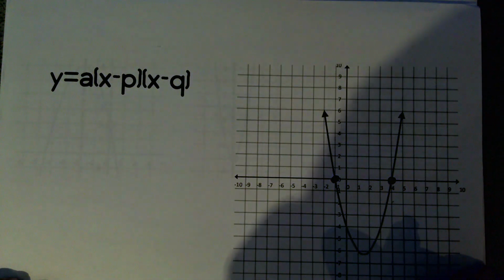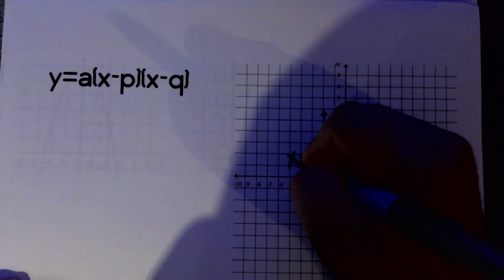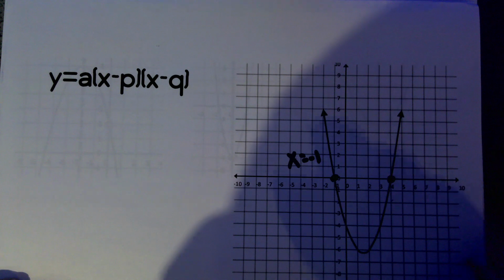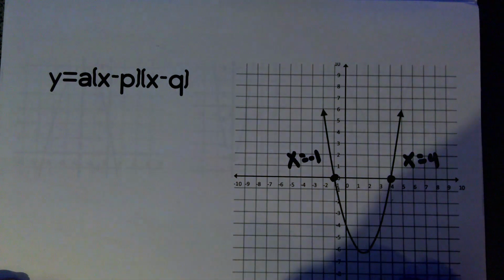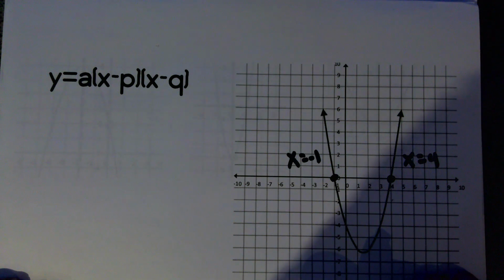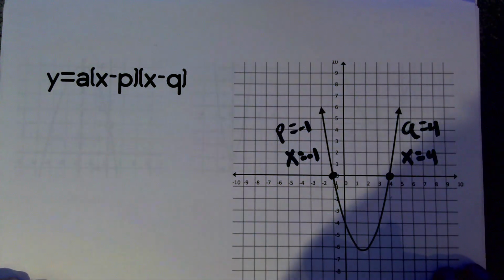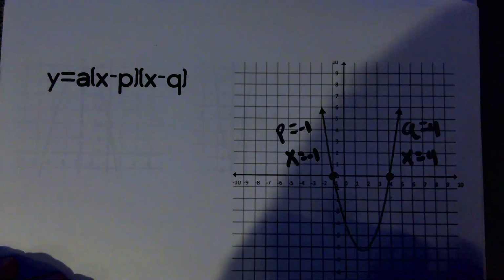One is at -1, and one is at 4. And I know I wrote down x here, but either one of these could work for p or q. So I'm just going to change this one for p, and this one over here for q. And we're just going to put that into our factored form over here.